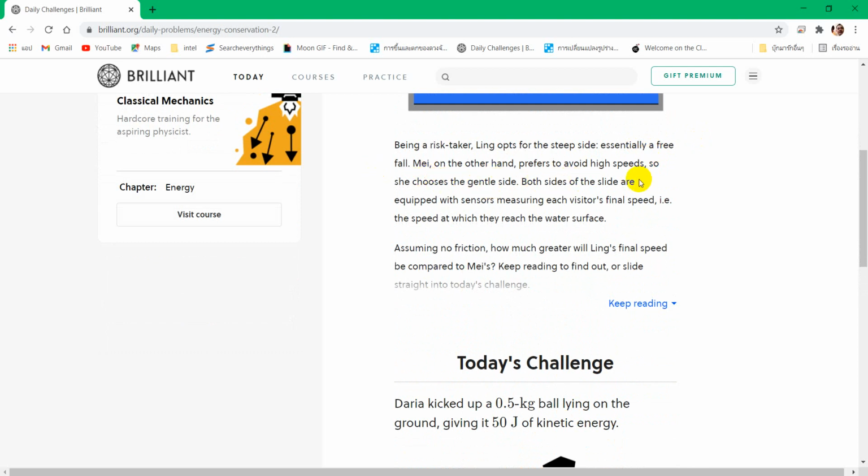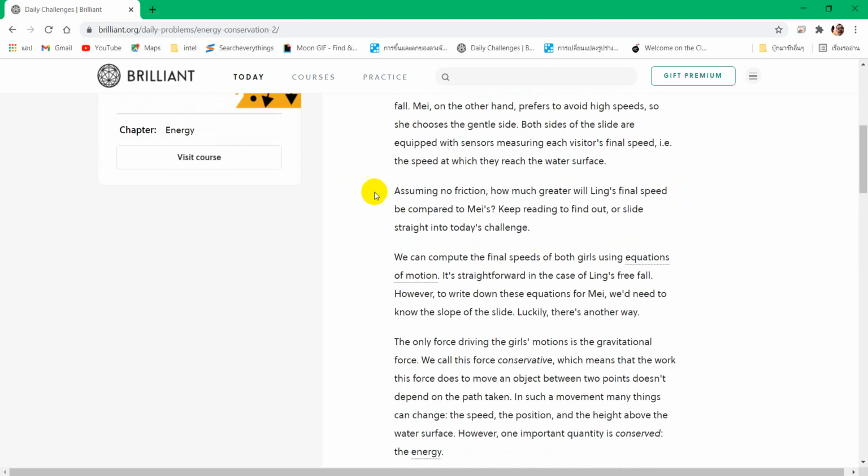Both of the sides are equipped with sensors measuring each visitor's final speed, i.e., the speed at which they reach the water surface. Assuming no friction, how much greater will Ling's final speed be compared to Mel's? Keep reading to find out or stay through today's challenge.